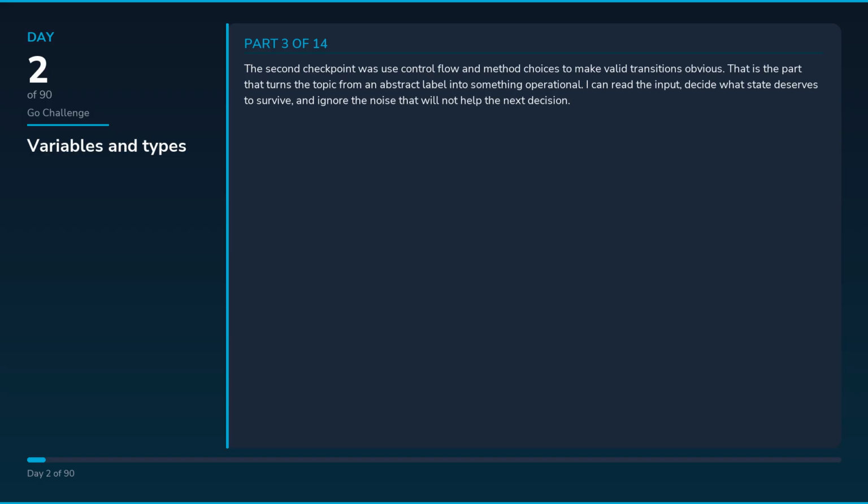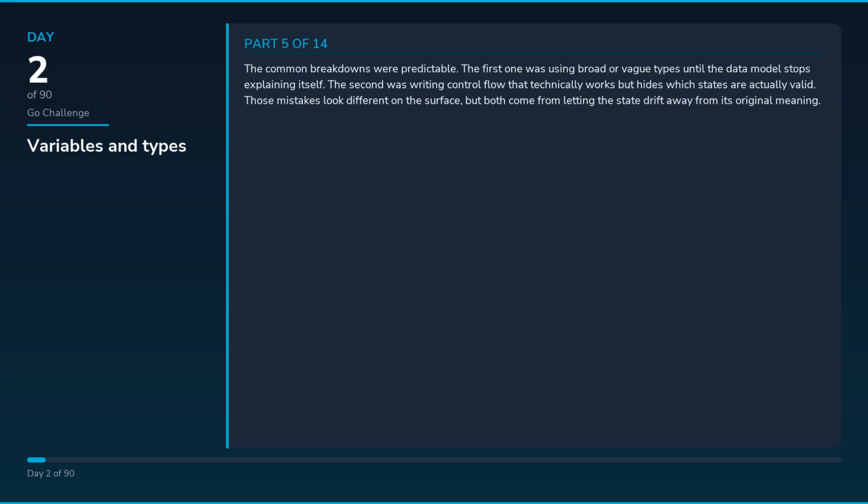The second checkpoint was use control flow and method choices to make valid transitions obvious. That is the part that turns the topic from an abstract label into something operational. I can read the input, decide what state deserves to survive, and ignore the noise that will not help the next decision. The implementation shape only earned trust once I kept returning to the last rule: prefer small explicit data shapes over clever abstractions that hide the real meaning. That is where the code stops being decorative. Every update either protects the service boundary or it does not, and that makes the debugging path much cleaner.